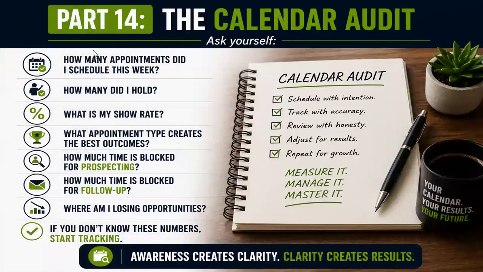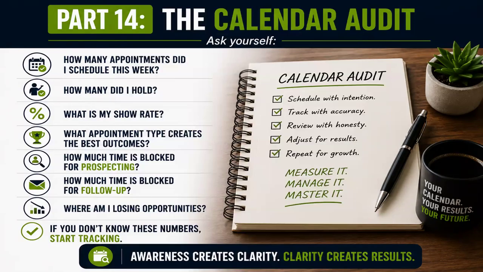The calendar audit. So when you look at your calendar audit, what you want to understand is, what did I do? How many appointments did I schedule? How many actually did I hold? What was my show rate? What appointment type creates the best outcomes? That's something you can learn a lot from. How much time is blocked for prospecting? How much time is blocked for follow-up? Where am I losing opportunities?